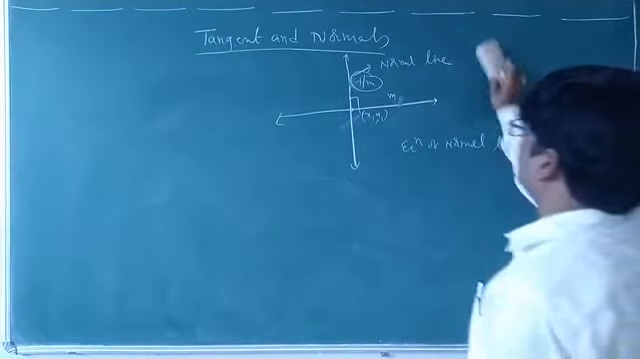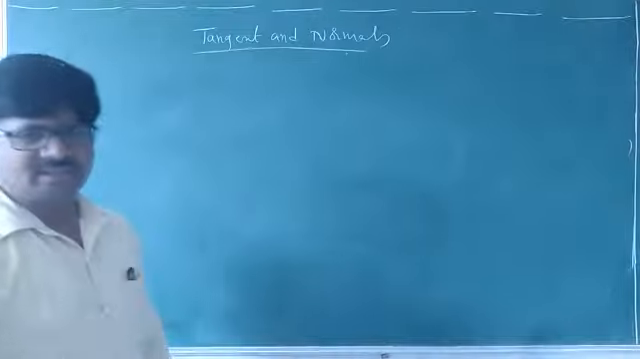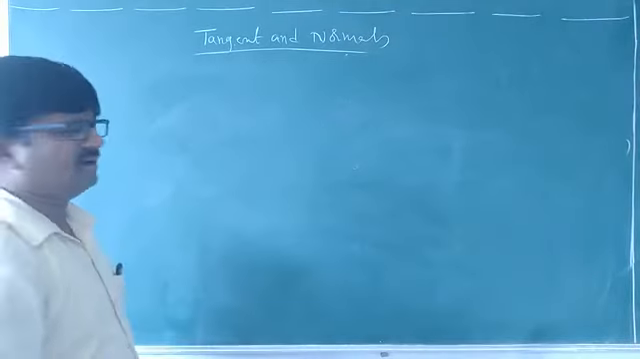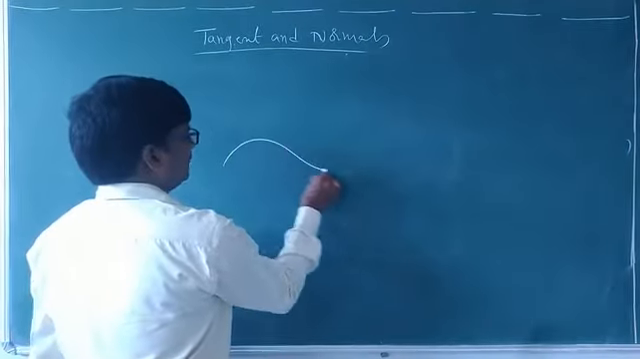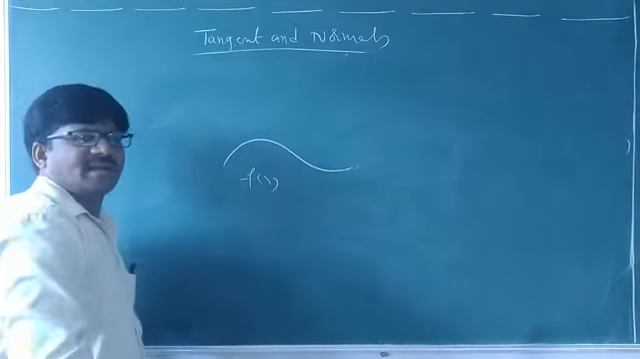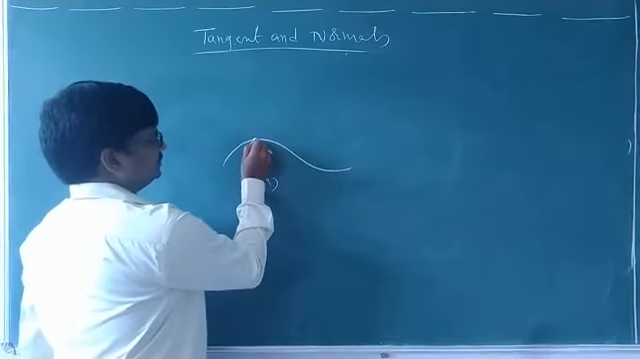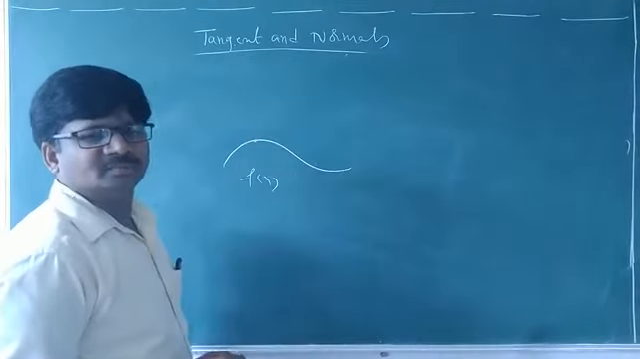Now, here we have to find the tangent and normal. Suppose one curve is given, f of x, any curve. What is being asked here? At some point, find the slope at that point.